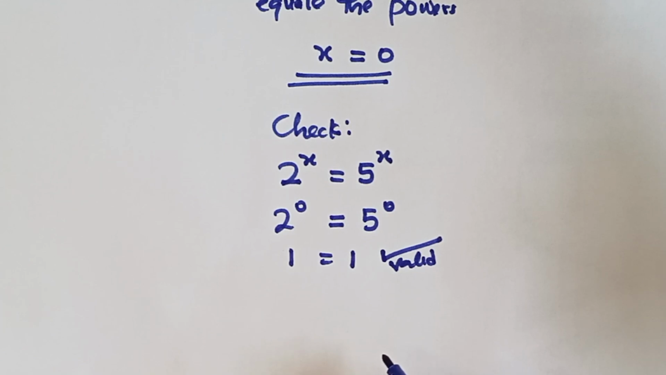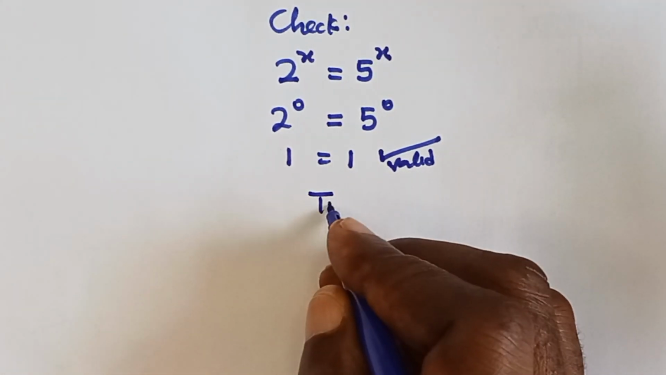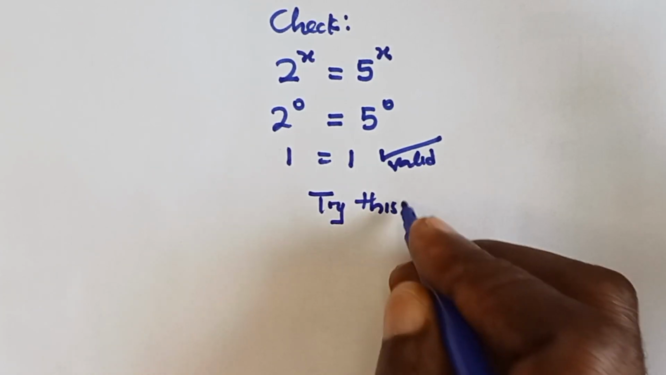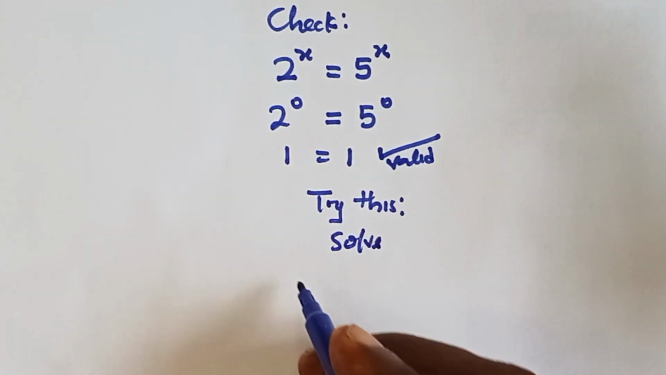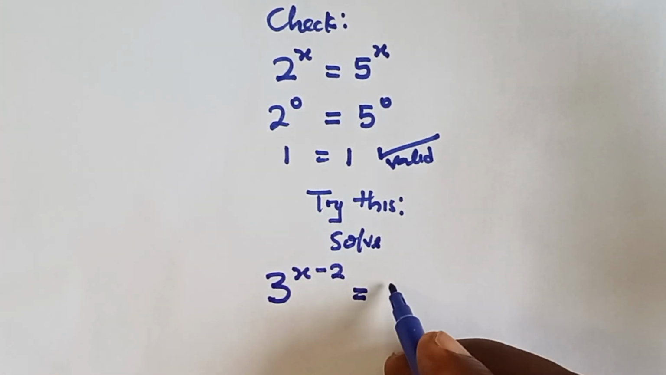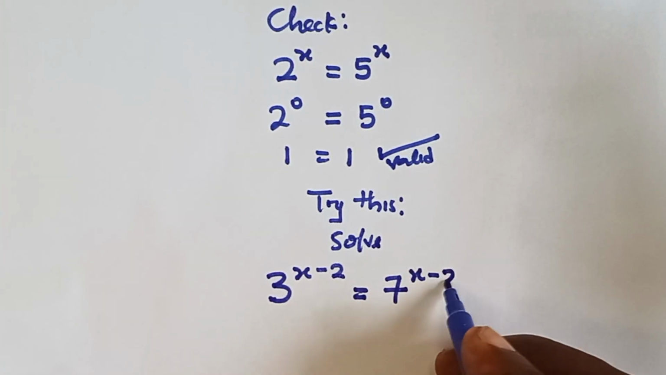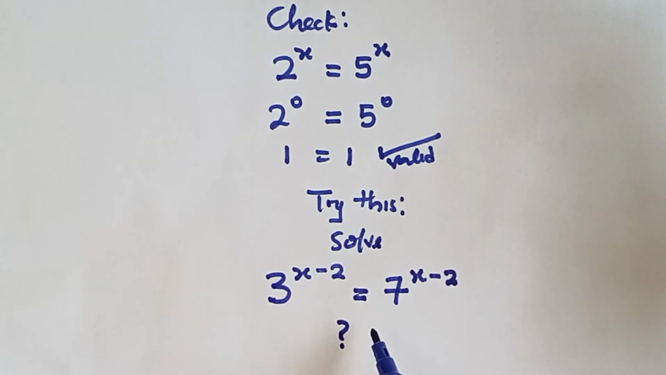x equals 0. Now let's try something similar. Let's solve 3 raised to power x minus 2 equals 7 raised to power x minus 2. Let's solve this and drop our answer in the comment section.